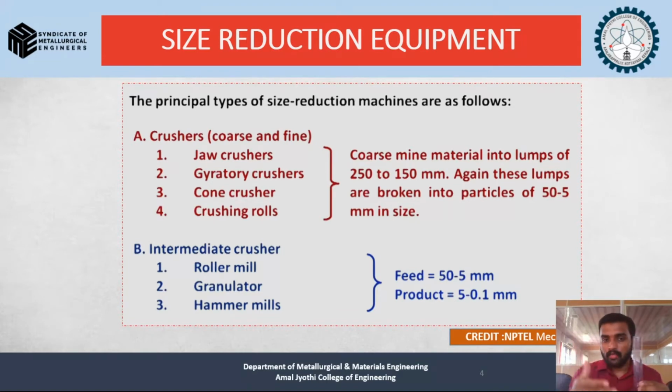And moving on, we have the intermediate crushers, and that can be classified into roller mill, granulator, and a hammer mill. So for further processing, we will be feeding the 50 mm particles as the feed, and we'll be getting a product of 5 mm. That is extremely small, and you can see how much will be the particle size, 0.1 mm. So normally the first process will be crushing, using the coarse crusher unit, and then we have the intermediate crusher.